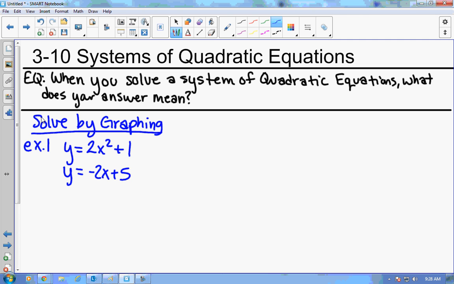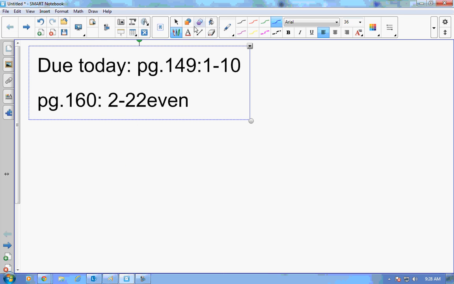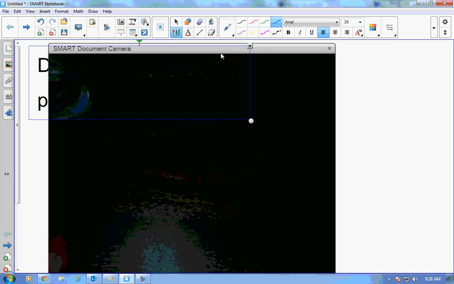I'm going to have to move to the camera really quick. Okay, you have our two equations written down. Solve by graphing means we're going to graph them. So, grab your calculator. How do we graph? Y equals. Yep, go to the y equals. I'll put the camera on this screen.